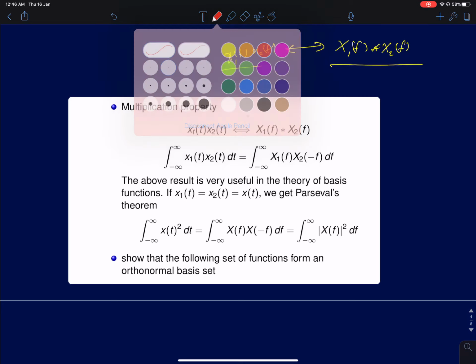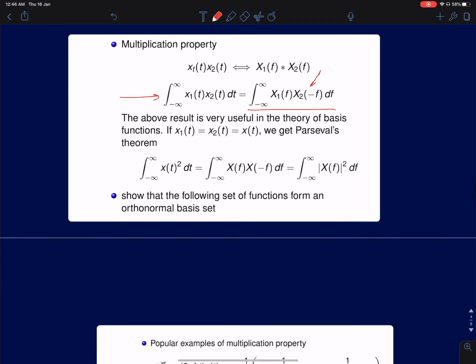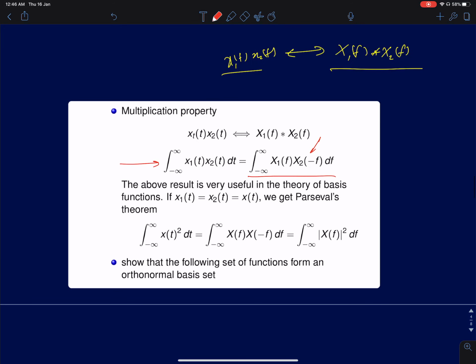If you take the product of the two signals, x1 of t and x2 of t, and integrate it over time, then that will also be equal to the product of the Fourier transforms, integral of X1 of f into X2 of minus f df. Now, let's assume x1 of t is a real signal and x2 is equal to x1. What I'm trying to show here is the validity of this expression: integral of x squared t dt will be equal to the integral of mod X of f squared df. So this is called Parseval's theorem.